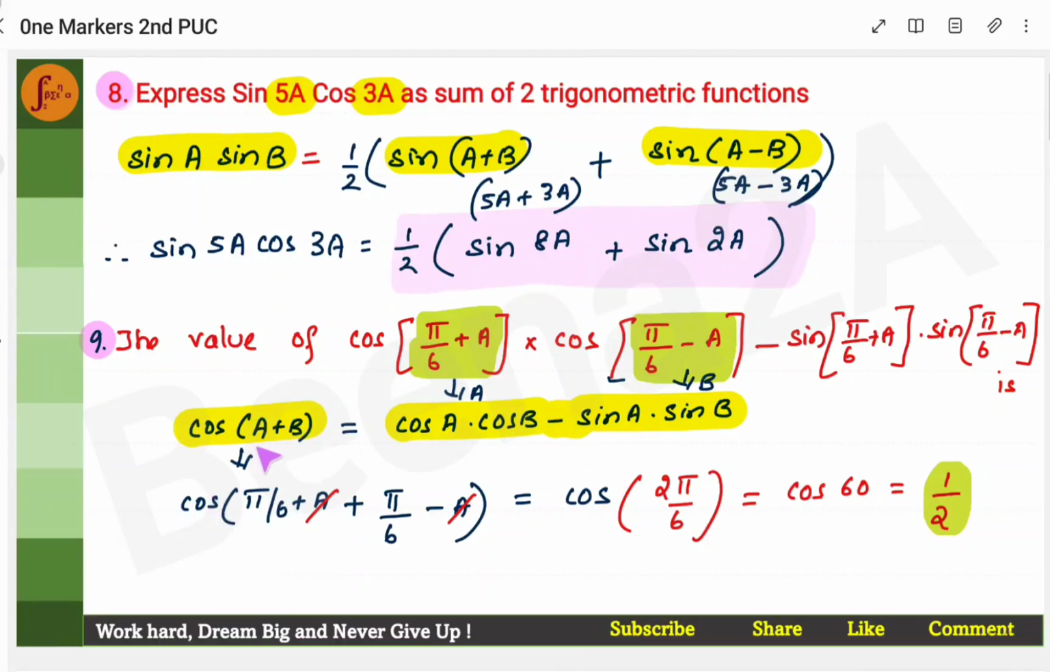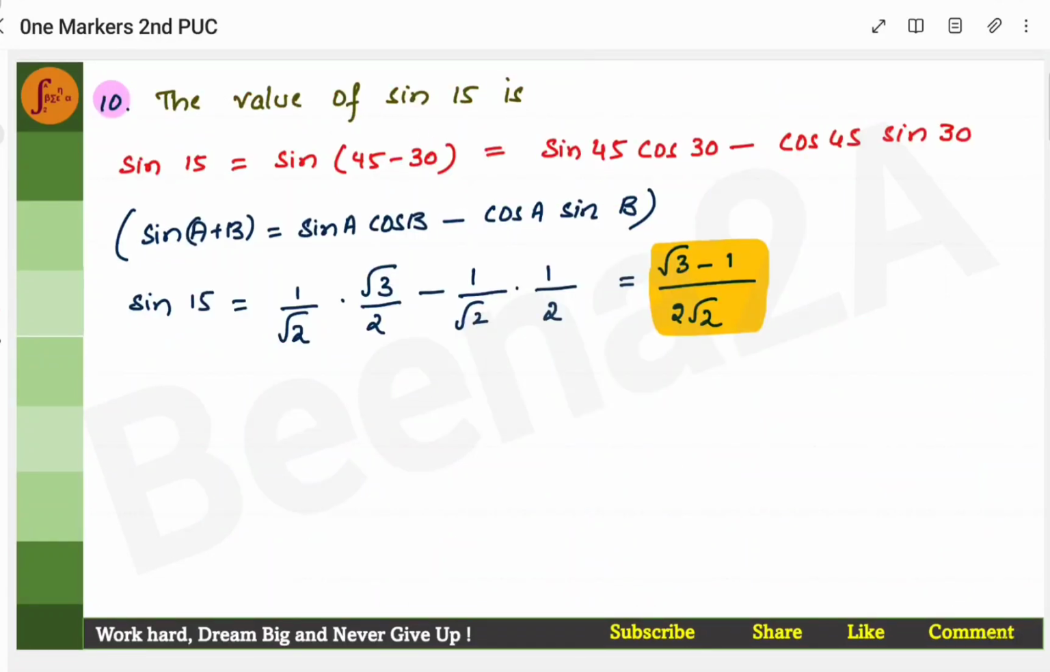So instead of A, I have pi by 6 plus A. Instead of B, I have pi by 6 minus A. Right? So A and A will get cancelled. Pi by 6 is nothing but 180 by 6, which is 30. And you get 2 pi by 6. So cos 30 into 2, which is cos 60. Cos 60 is half.